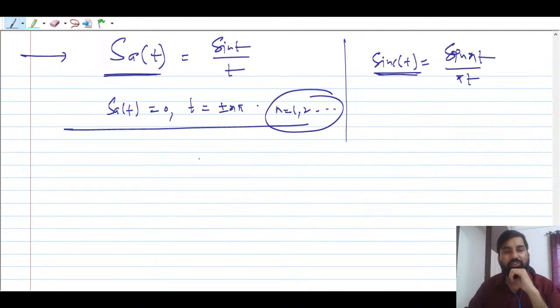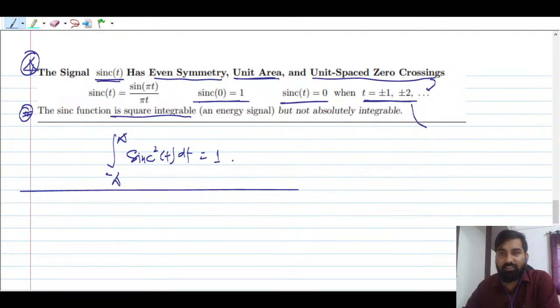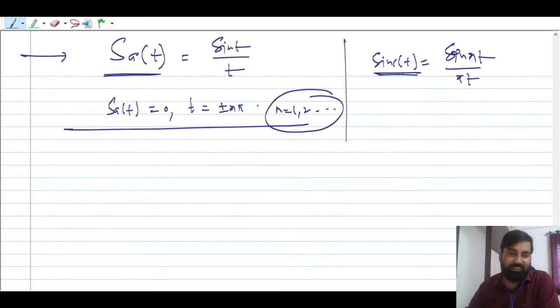n should not be equal to 0 here, because at n equal to 0, t should not be equal to 0. At t equal to 0, sinc of 0 is going to be 1. So use mathematics always. Sinc of 0 is going to be 1.